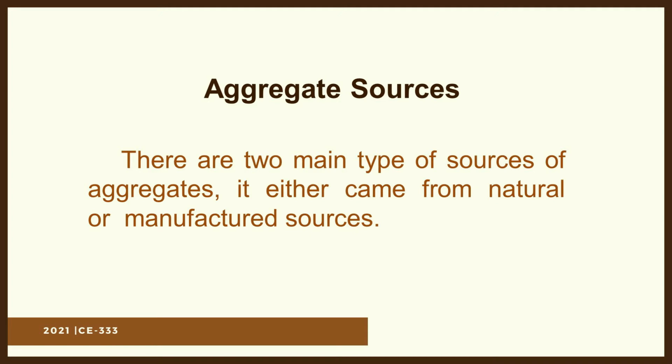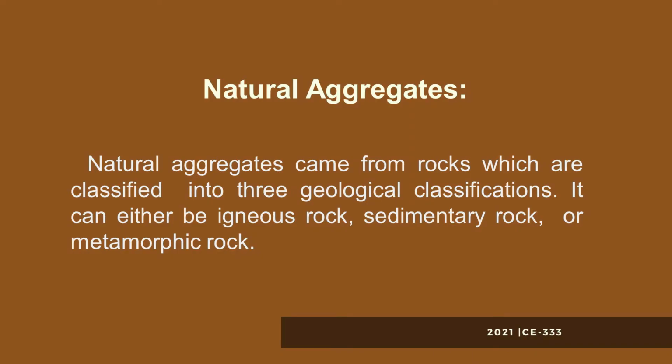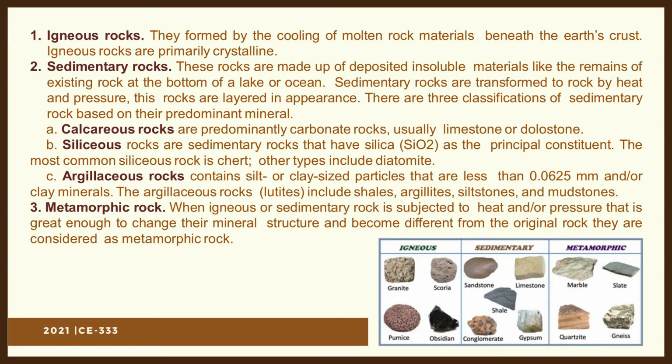Aggregate sources. There are two main types of sources of aggregate. It either came from natural or manufactured sources. Natural aggregates came from rocks which are classified into 3 geological classifications. It can either be igneous rock, sedimentary rock, or metamorphic rock. Ang unang classification is igneous rocks. Igneous rocks form by the cooling of molten rock materials beneath the Earth's crust. Igneous rocks are primarily crystalline. Pag sinabing igneous rock, ito yung mga kristal o yung diamante.